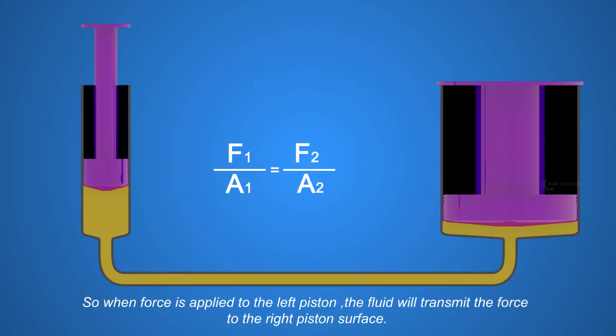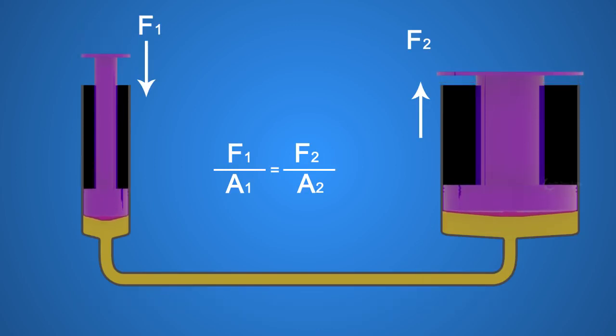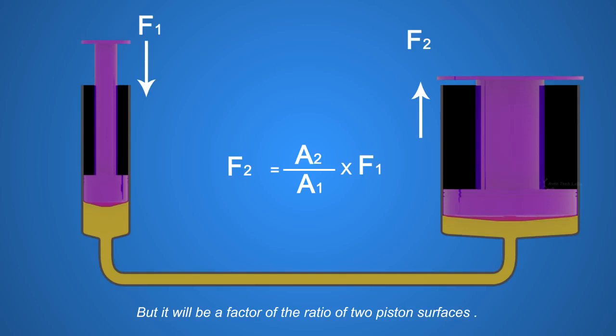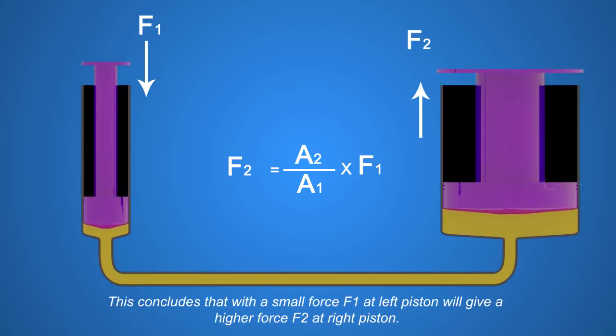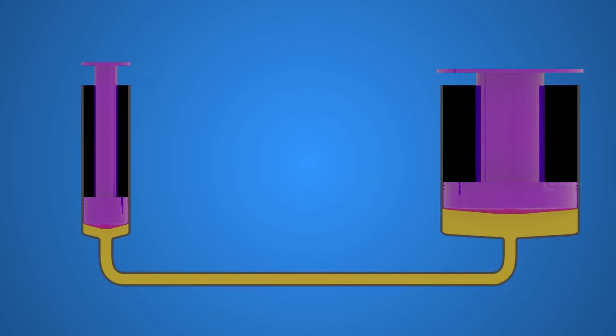So, when force is applied to the left piston, the fluid will transmit the force to the right piston surface. But it will be a factor of the ratio of two piston surfaces. This concludes that a small force F1 at left piston will give a higher force F2 at right piston, provided A2 is greater than A1.